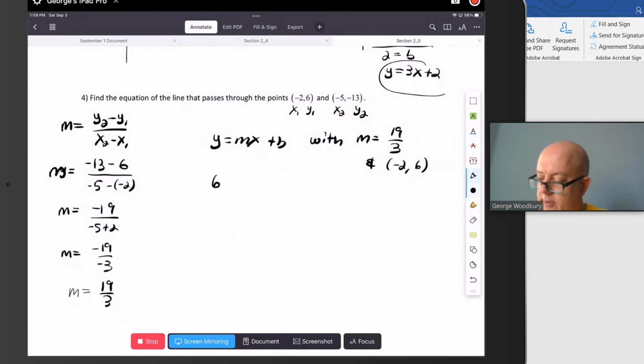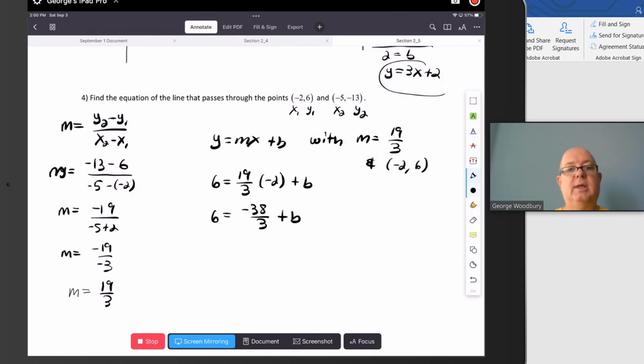Put in your value for y, 6, your slope for m, 19/3, your value of x, which is -2, plus b. And I can see on the right-hand side that the denominators are not going to disappear. So I can just multiply it out. 6 equals -38 over 3 plus b. Now I can add 38/3 to the right-hand side and be done with it. But I'm going to use the same approach we used back in the first chapter of clearing the fractions. I'm going to multiply both sides of the equation by 3 to clear the fraction.